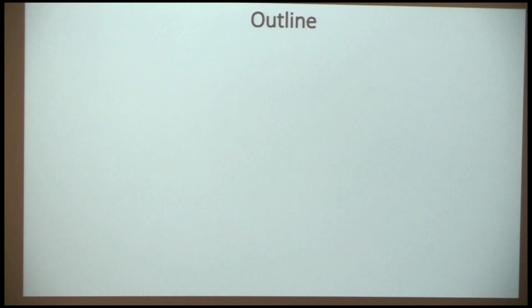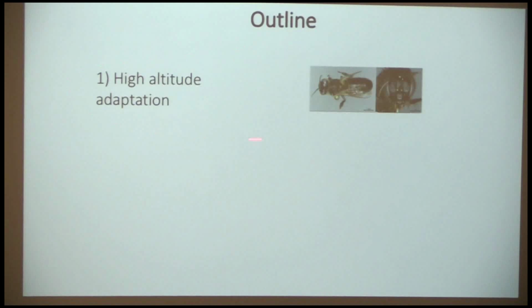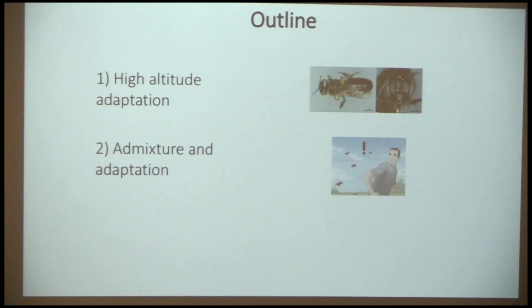So, an outline of this talk, I'm going to spend a lot of time talking about high altitude adaptation and work looking into the genomic basis of that, which from what I've learned is something that a few other people here are also working on in different species. And then I'm going to talk about admixture and adaptation, and here I'm going to be talking specifically about the Africanized bees that are found in South America, which are a mixture between African bees and European bees, and talk about how we're trying to understand how that process can contribute to adaptation, the process of mixing between different populations.